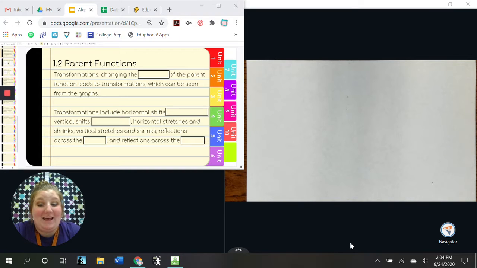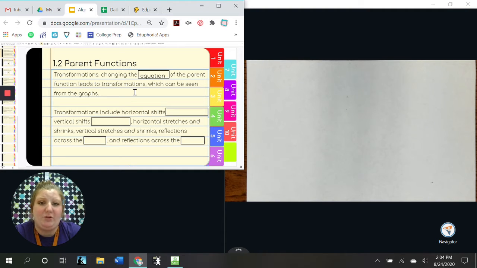Hey guys, today I'm going to be talking to you about our parent function, so still continuing with section 1.2, and today we're going to specifically look at transformations on the parent functions. So transformations happen whenever we change the equation of the parent function. And we'll see that if we look at the graphs. And so a transformation is just changing the graph from what it originally looked like.